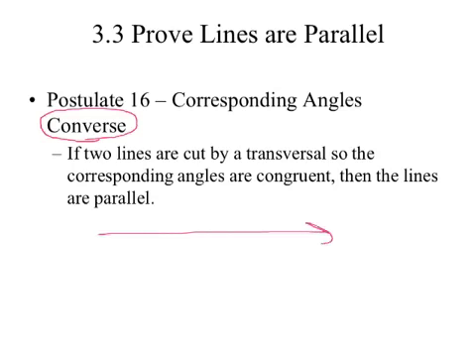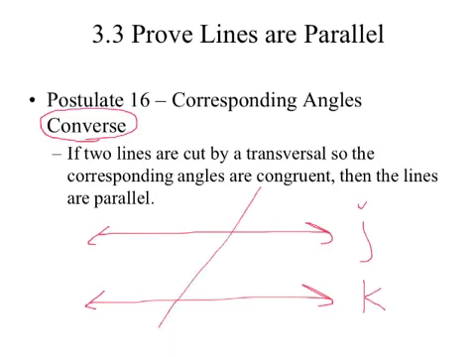So to draw you a picture in red, I always use P and Q, J and K with our transversal T. So if angle 2 and angle 6 are congruent, if angle 2 is congruent to angle 6, then J is parallel to K. Okay?